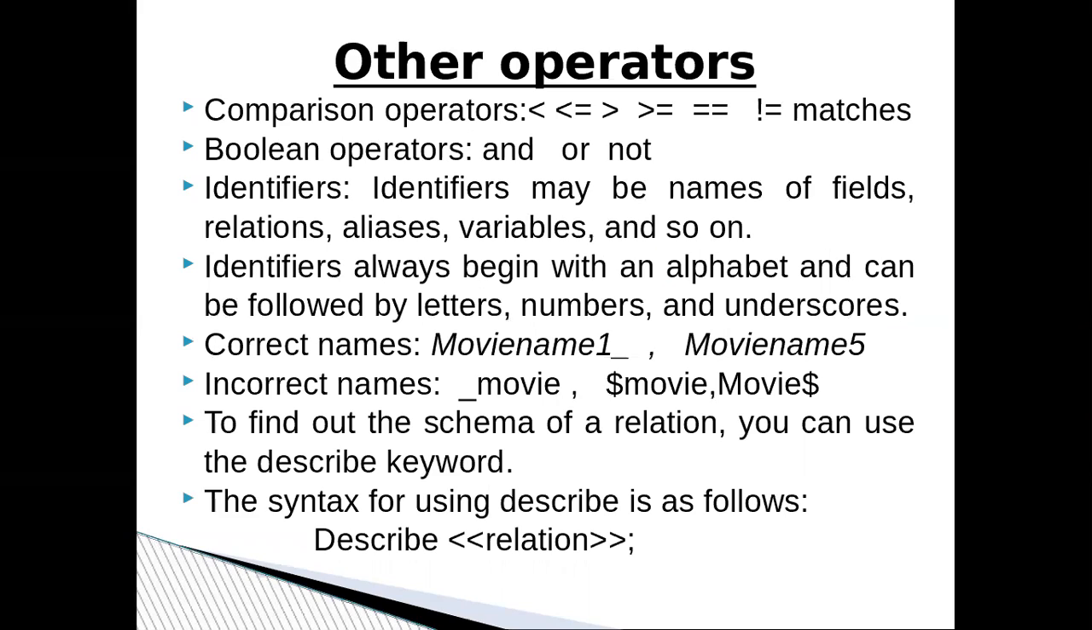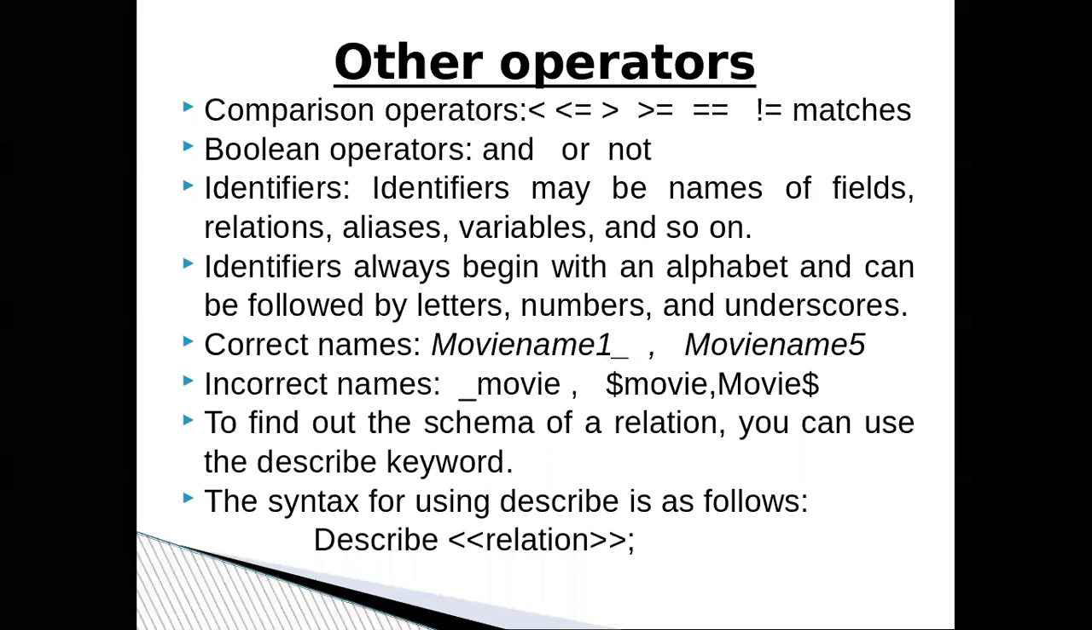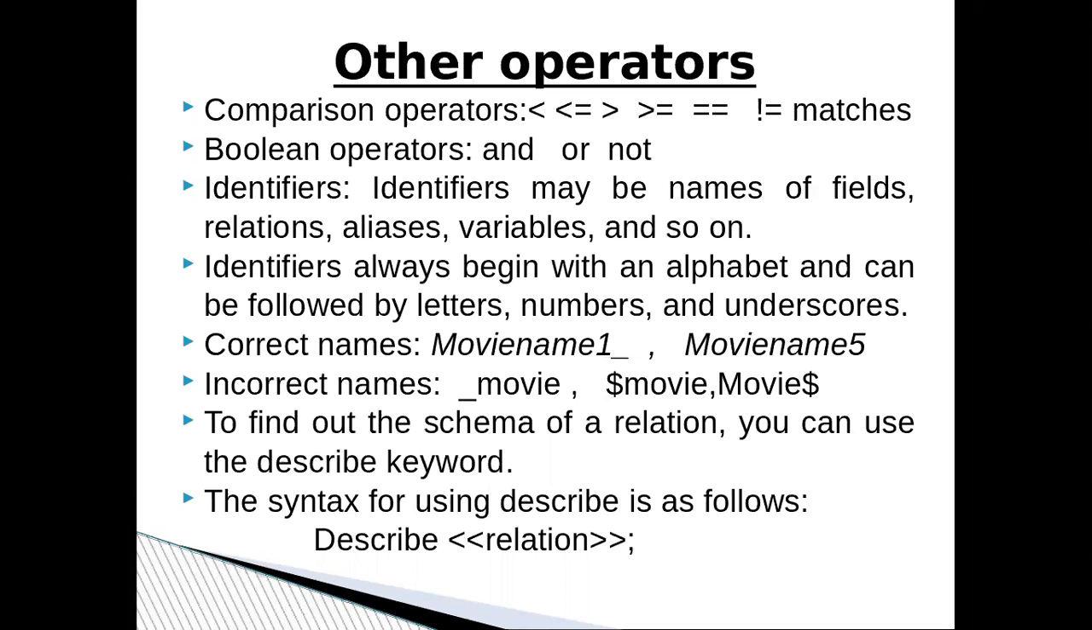The comparison operators are there, the Boolean operators are there. Then you have identifiers, so you have the rules regarding the identifiers. They can begin with an alphabet and can be followed by letters, numbers, and underscores.